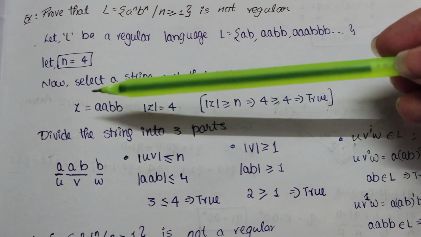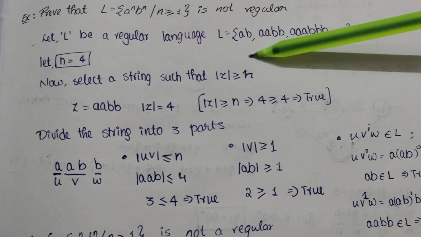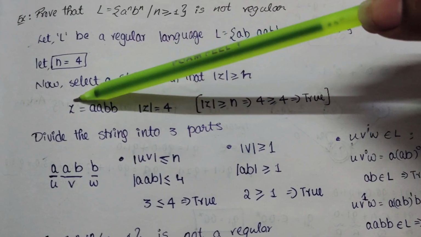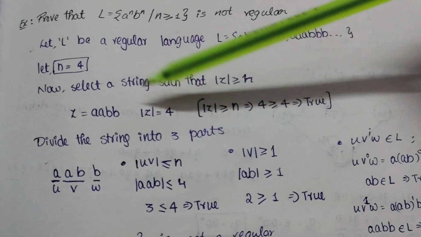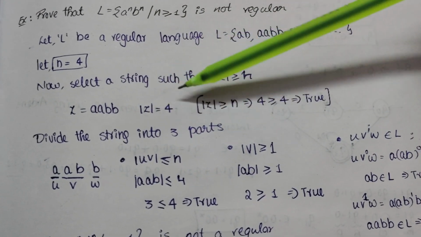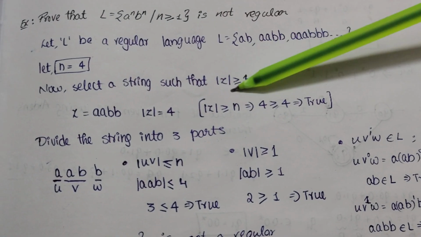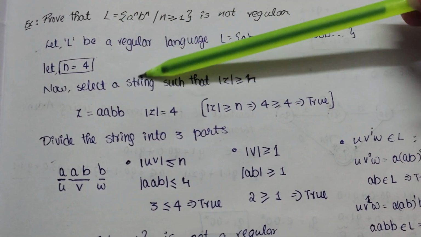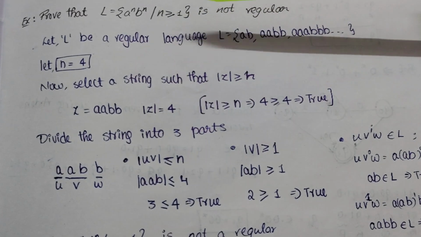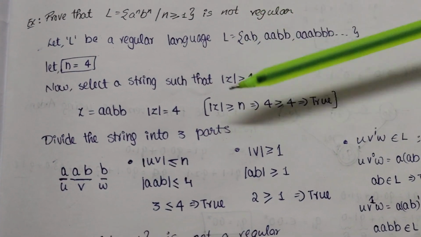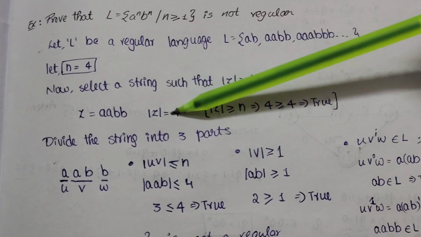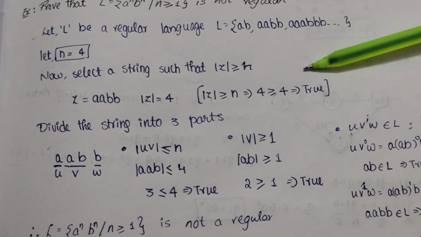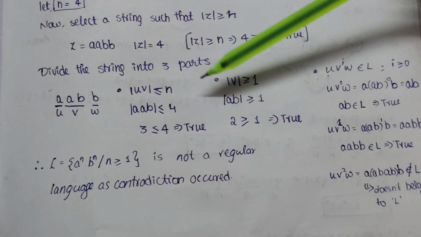Suppose we took z as abbb. I mean, we can take anything from here. What is the length of the string? It is 4. So I have to take n value greater than or equal to 4, because modulus of z should be greater than or equal to 4. The n value and z value are in our hand; we can take anything we want from these. The length of z is 4, and 4 is greater than or equal to 4. True. Let us now check the remaining conditions.